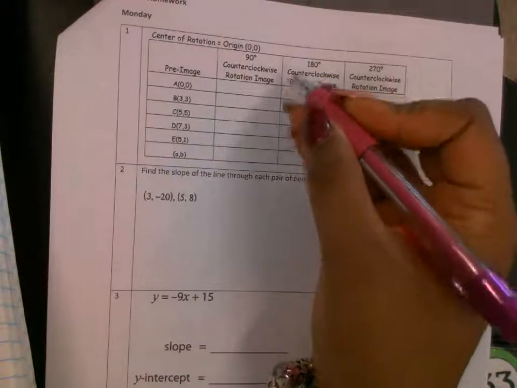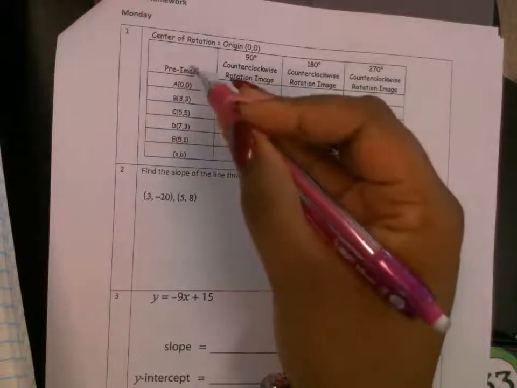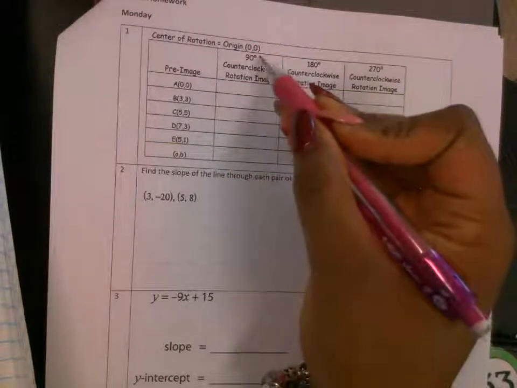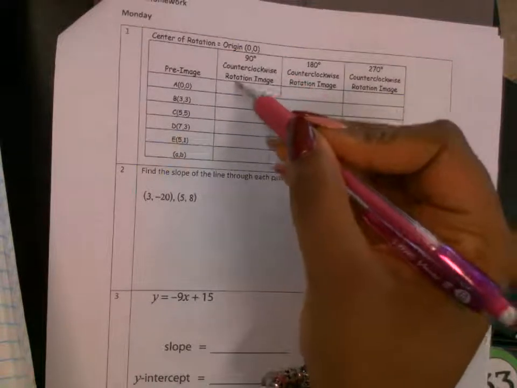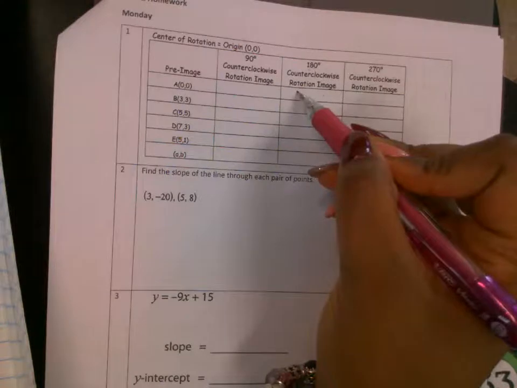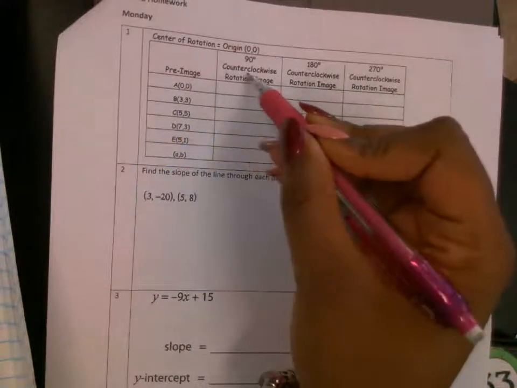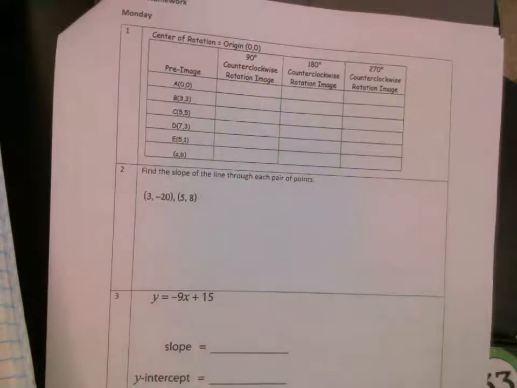Okay, so the first problem we're doing is rotating, and they just give us the pre-image. They want you to rotate the pre-image 90 degrees counterclockwise, 180 degrees counterclockwise. Oh, this is counterclockwise, sorry. So all of these are counterclockwise, and 270 counterclockwise.